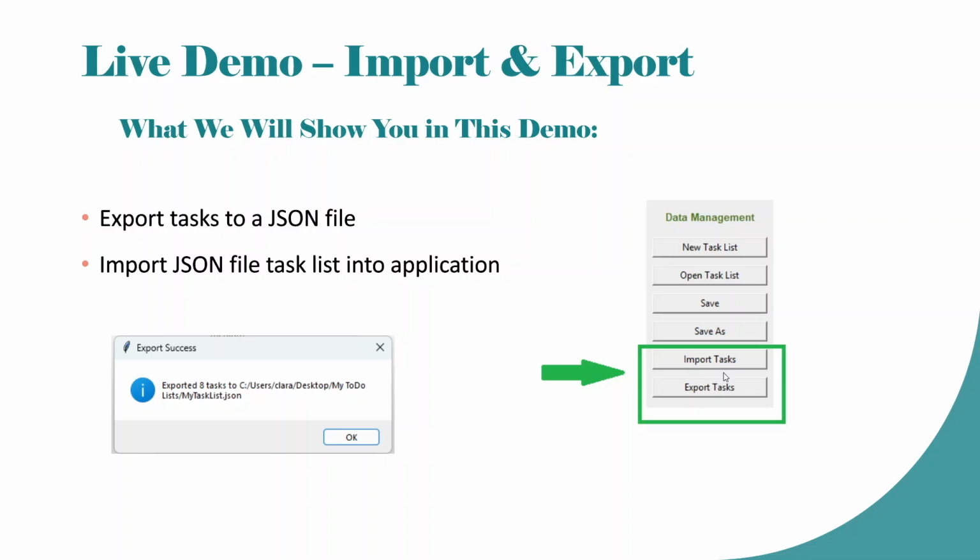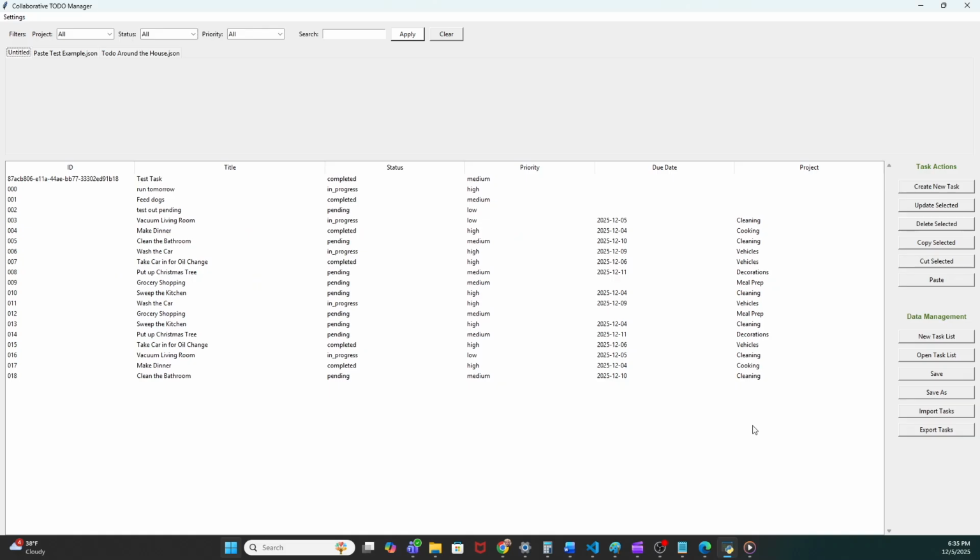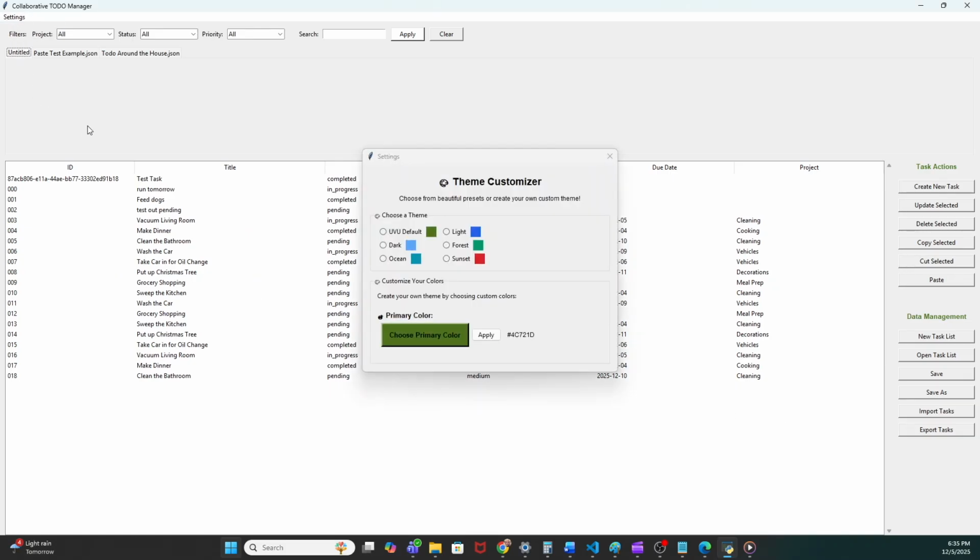All right, for my last demo, I will be going over color customization, including how to access the color scheme settings and how our application allows for change of color scheme with instant update. So the way that's going to work is we go to settings up here, color scheme, and then we can choose whatever color we want out of these, or choose a custom color pressing this button. But let's choose sunset. We'll press apply, says it was done successfully, okay, and you'll notice that this instantly changed to the sunset color.